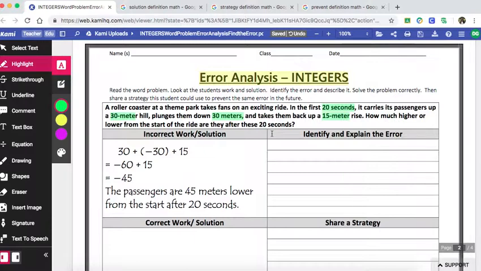In my third read, I'm going to read the problem stem. I will be asking myself, what are the possible mathematical questions that could be asked in this situation? A roller coaster at a theme park takes fans on an exciting ride. In the first 20 seconds, it carries passengers up a 30-meter hill, plunges them down 30 meters, and takes them back up a 15-meter rise.